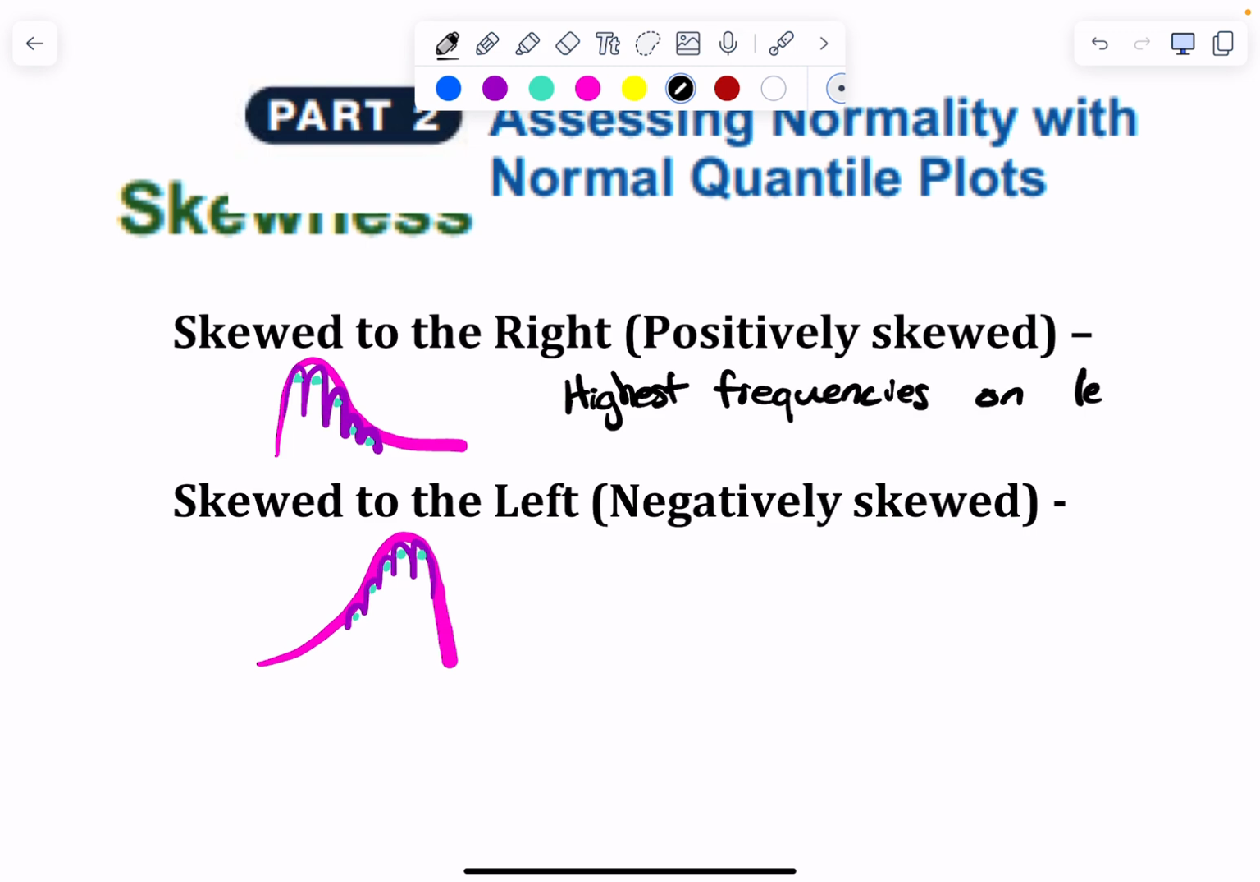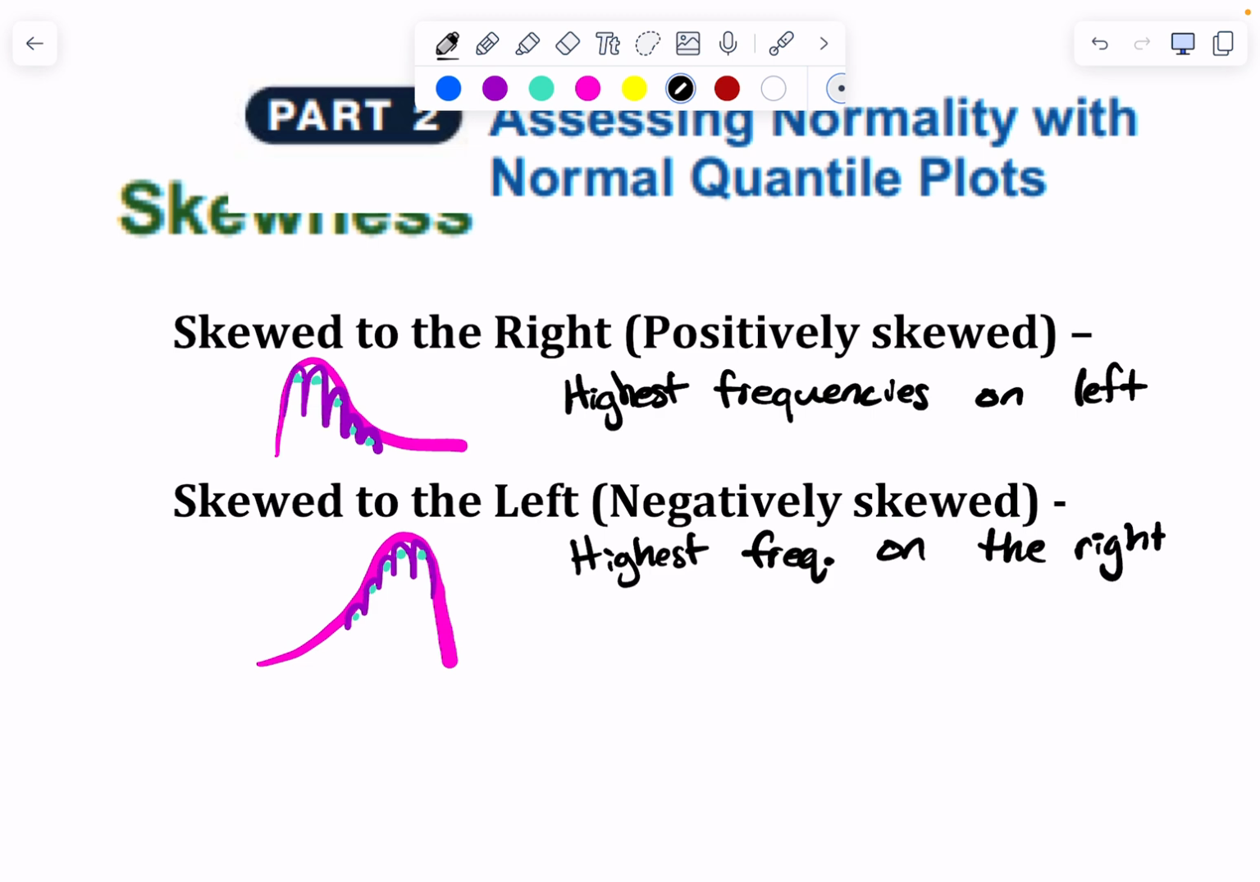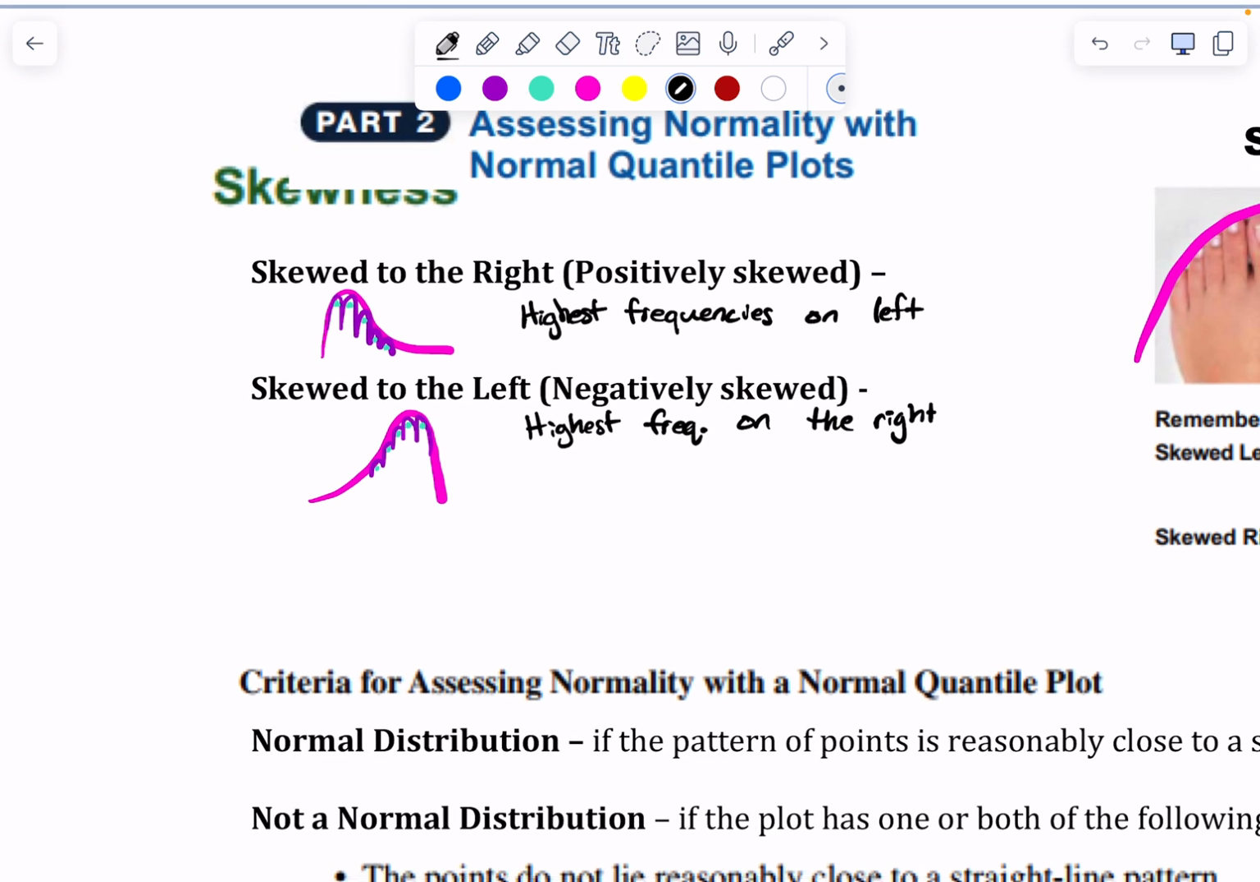On the left. Left skewed, the highest frequencies on the right side of the graph. Okay, so it's the opposite of what you think. Or maybe it's the same as what you think if you're Jake Hodson. It's the same as what you think, right? There you go. Highest frequencies.